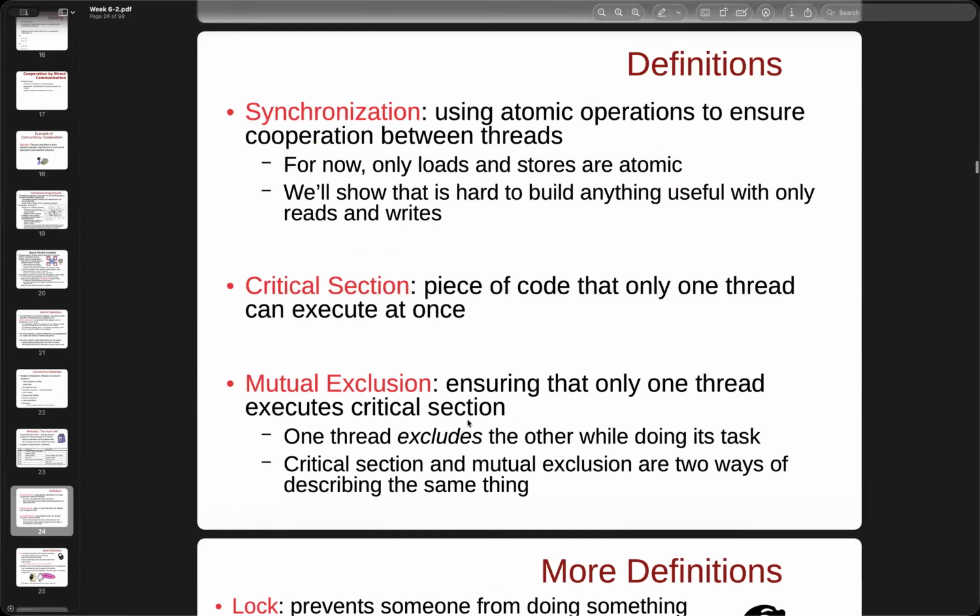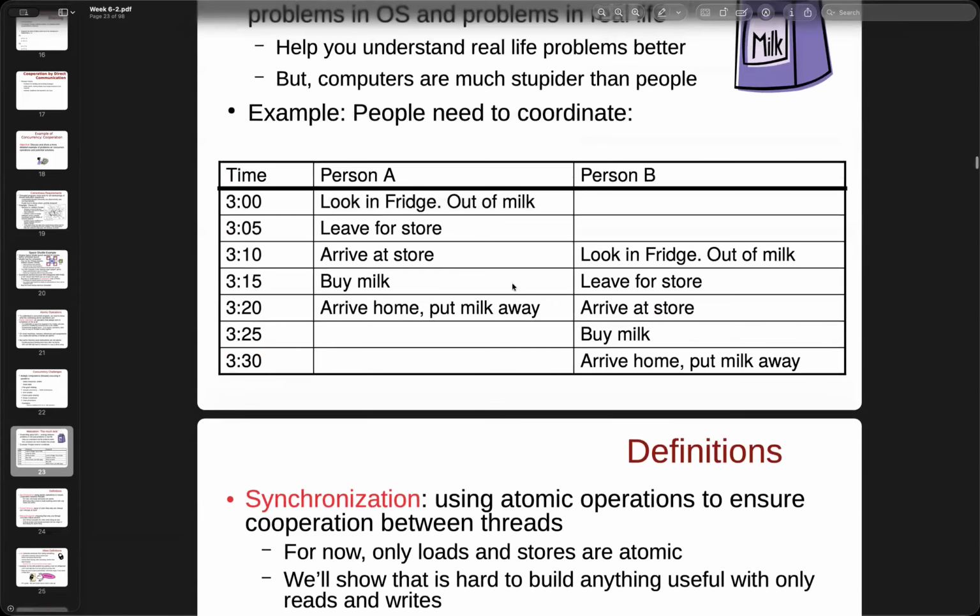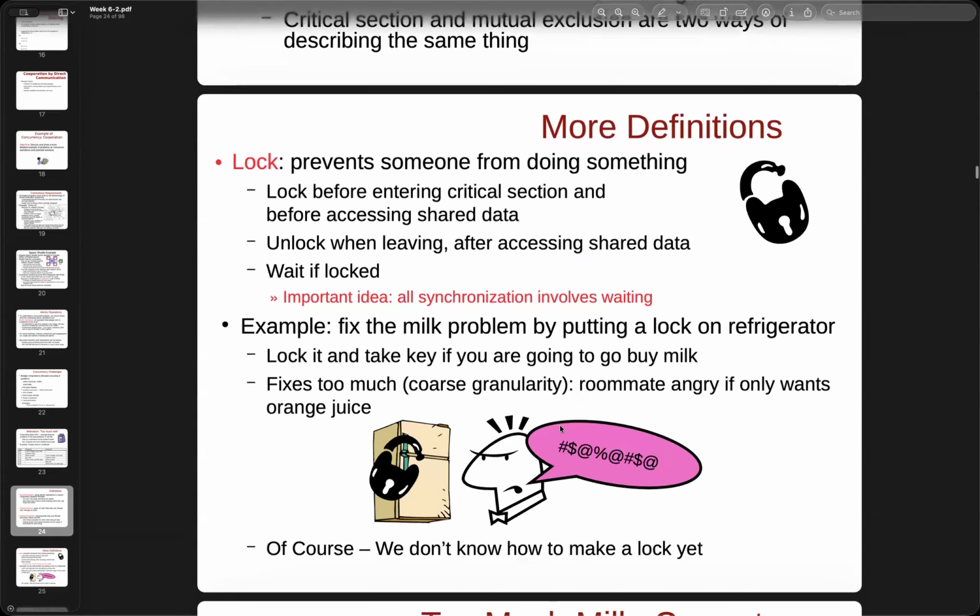Then, of course, we can put a memo to remind others that I'm leaving to get the milk. One example is using a lock, to prevent someone from doing something else. We lock it before entering the critical section and before accessing shared data. Once I get access, I lock it to make sure I'm the only one entering the critical section and accessing the shared data. After I finish, I unlock it, so others can access the shared data. If it's locked, we wait for it.